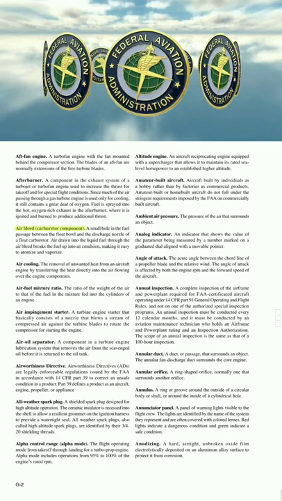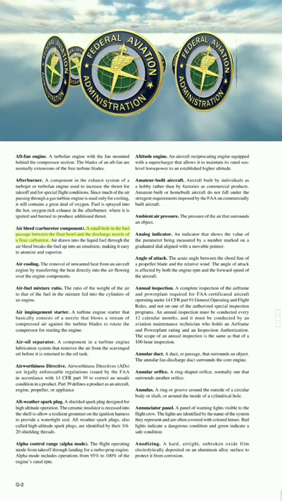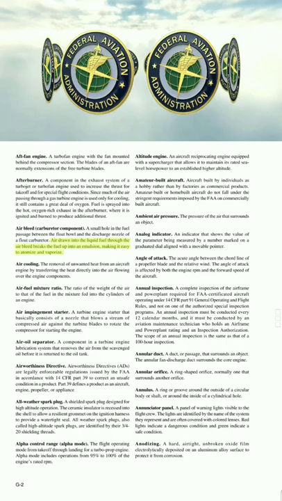Air bleed, carburetor component. A small hole in the fuel passage between the float bowl and the discharge nozzle of a float carburetor. Air drawn into the liquid fuel through the air bleed breaks the fuel up into an emulsion, making it easy to atomize and vaporize.